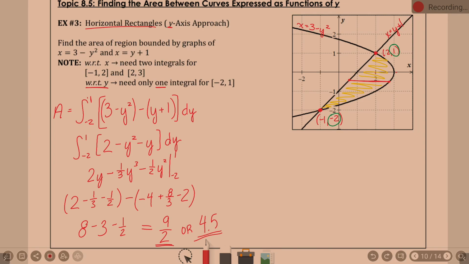I honestly don't know. We don't really use mixed numbers once we get into Algebra 1. I really don't know how AP Calc feels about mixed numbers. Like if you put 4.5 on there, I really don't know.